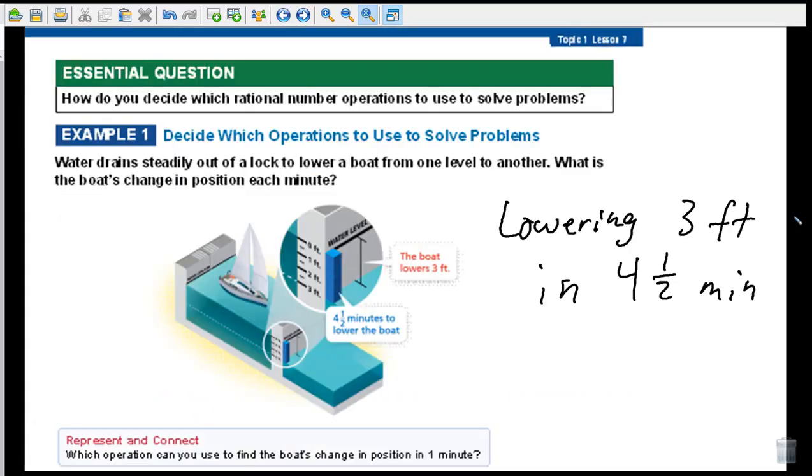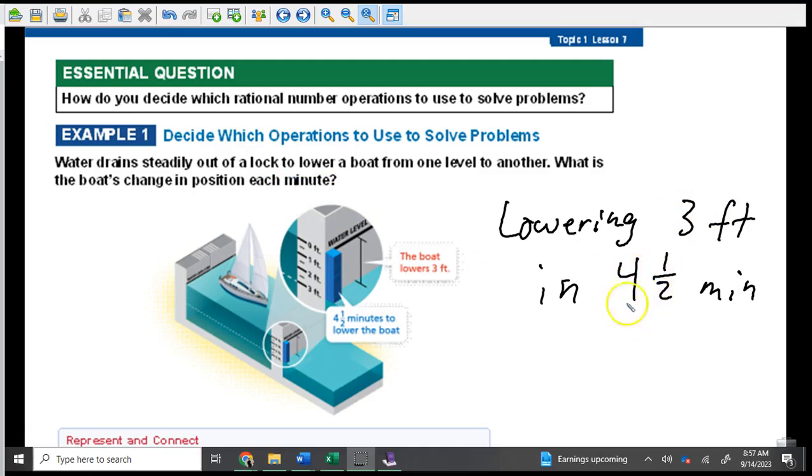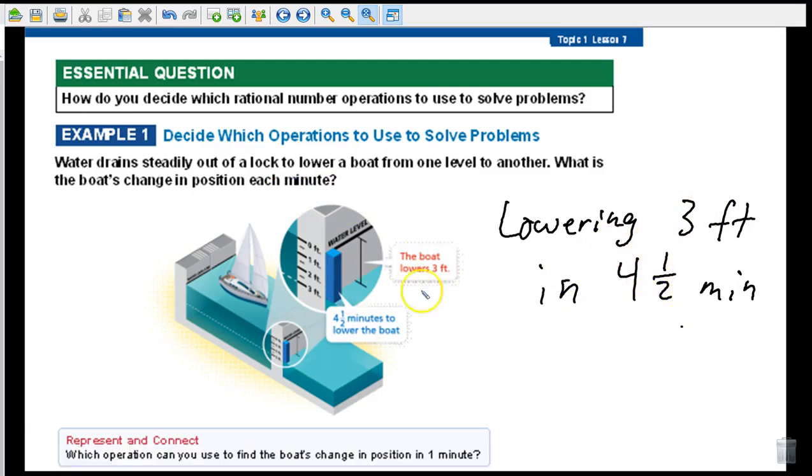So let's move on. Example one, decide which operations to use to solve problems. Water drains steadily out of a lock to lower a boat from one level to another. What is the boat's change in position each minute? So the boat lowers 3 feet, and it takes 4.5 minutes to lower that boat the 3 feet. So to find out the change each minute, we are going to have to divide the 3 feet by the 4.5 minutes. By doing that, you're just writing out the information that you have here.